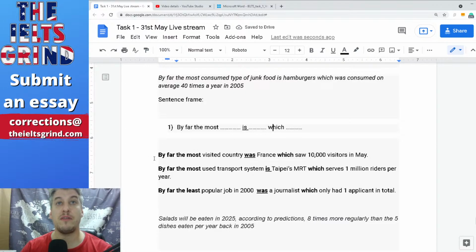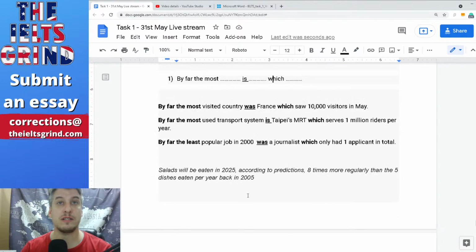So, for example, by far the most visited country was France, which saw 10,000 visitors in May. By far the most used transport system is Taipei's MRT, which serves 1 million riders per year. By far the least popular job in 2000 was a journalist, which only had 1 applicant in total. So you can see how we take the basic frame of this sentence and we adapt it. We change "most consumed type of junk food" to "visited country", or "used transport system", or "popular job in 2000".